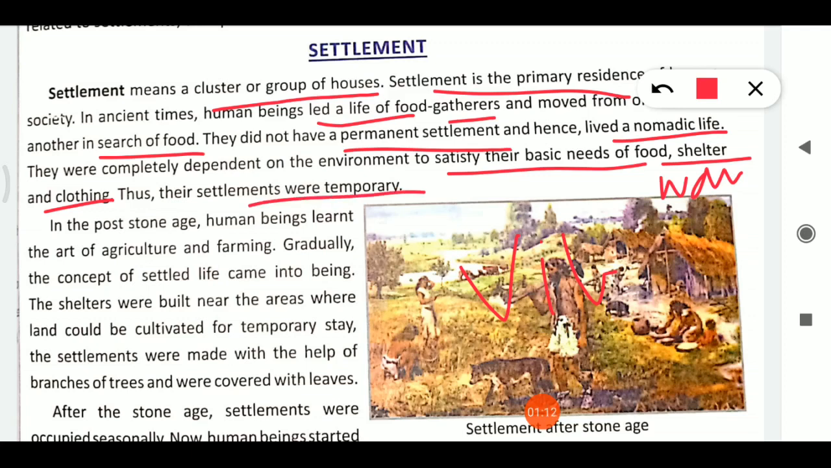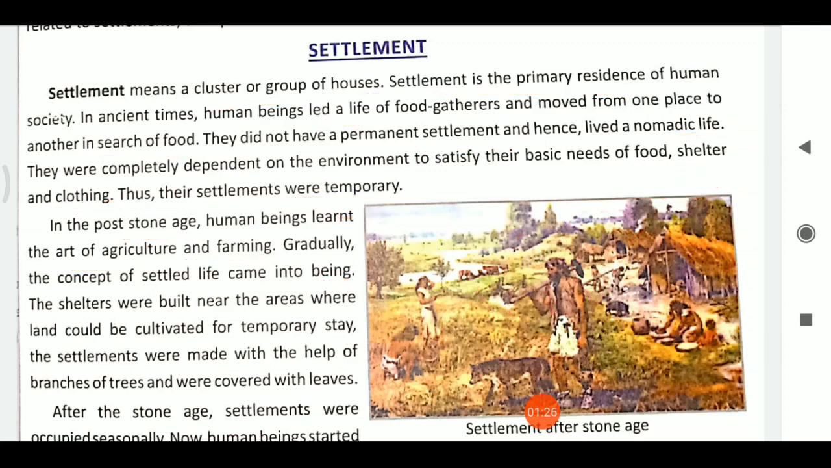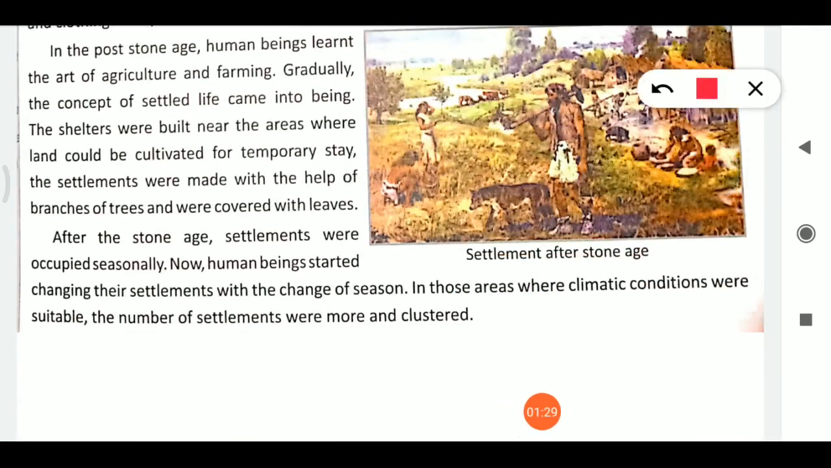But then after, in the post stone age, what happened, he learned the art of agriculture and farming, and gradually the concept of settled life came into being. Then after, if we talk about his shelters, then his shelters were built near the areas where land could be cultivated, for temporary stay, means nearby the rivers or valleys. The land could be cultivated. There he settled his residence.